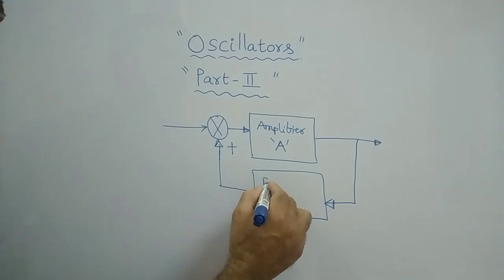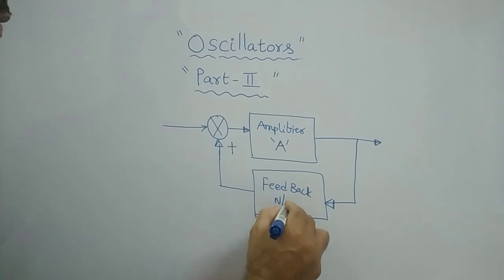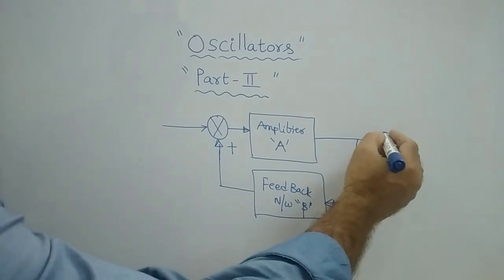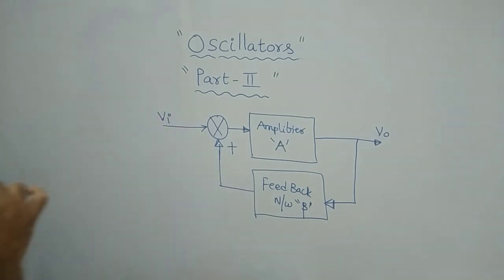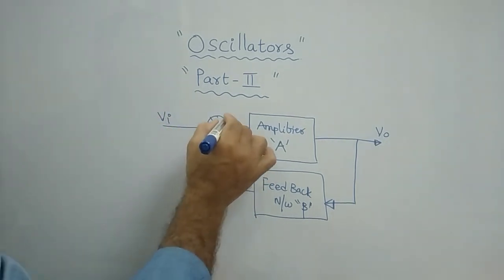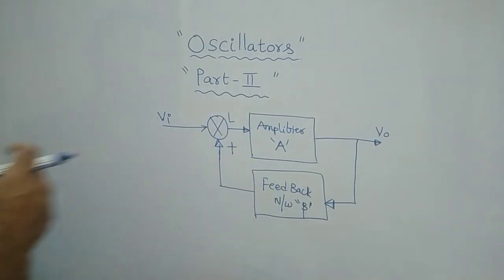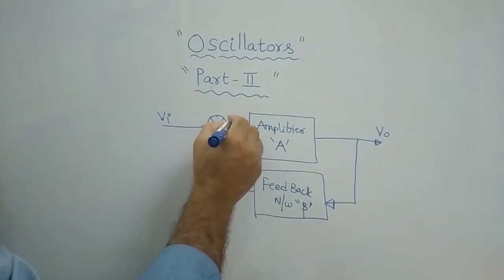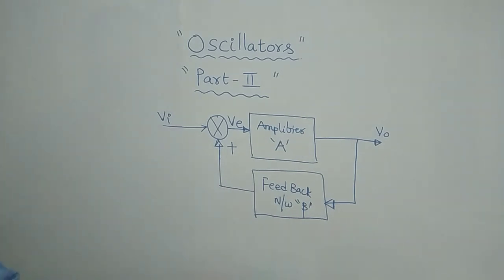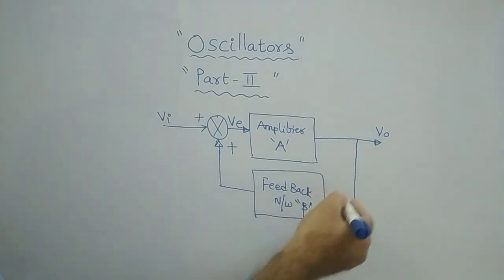This is the feedback network of gain beta, and this is your output, normally V0, and this is your input VI. This is the summer. The output of this summer you can call an error signal, written as V suffix E. So always your input is positive only. This is the feedback network.